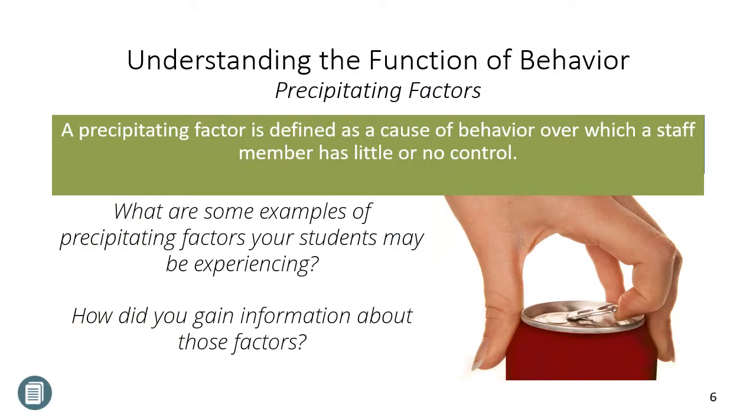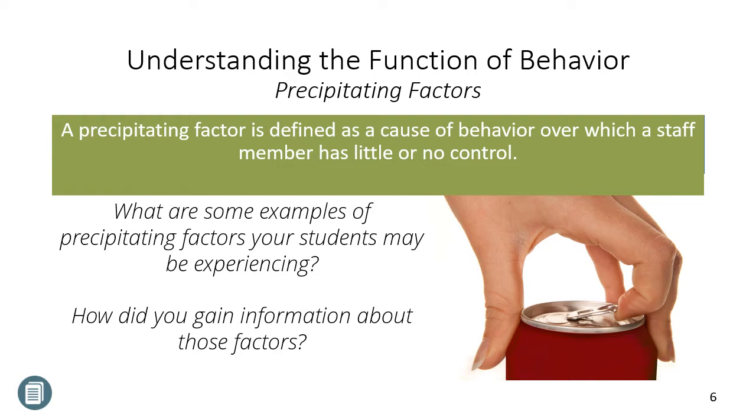Understanding the function of behavior. Precipitating factors. A precipitating factor is defined as a cause of behavior over which a staff member has little or no control. What are some examples of precipitating factors that your students may be experiencing? What are some thoughts that come to mind? These factors may include not eating before coming to school, an unstable home environment, not taking medication prior to coming to school. These are just a few thoughts, but the list is really endless.